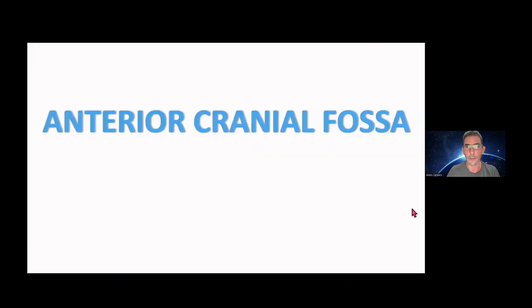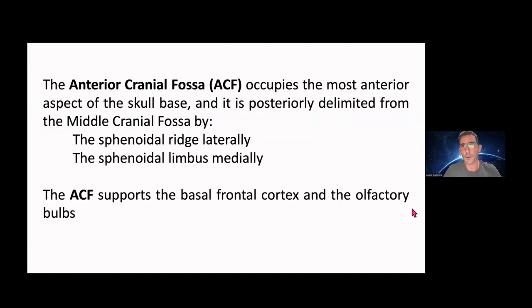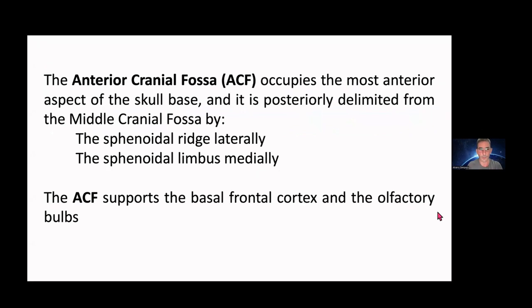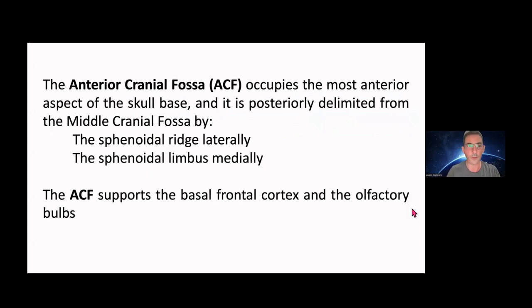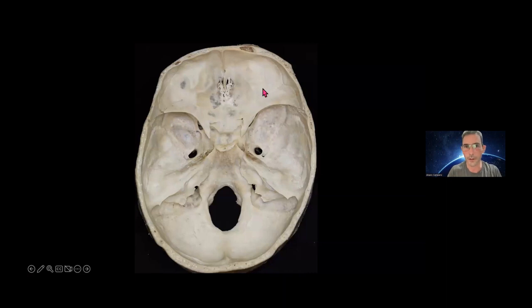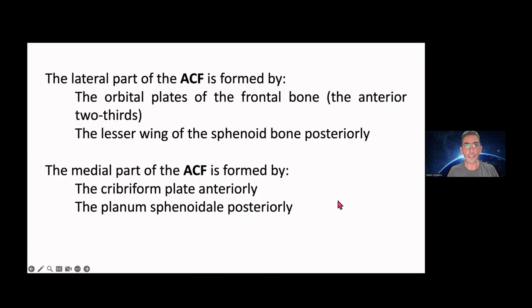First of all, we are going to talk about the anterior cranial fossa. It occupies the most anterior aspect of the skull base, and it is posteriorly delimited from the middle cranial fossa laterally by the sphenoidal ridge and medially by the sphenoidal limbus. The anterior cranial fossa supports the basal frontal cortex and the olfactory bulbs. So this is the anterior cranial fossa, delimited laterally from the middle cranial fossa by the sphenoidal ridge, and in the middle portion by the sphenoidal limbus.